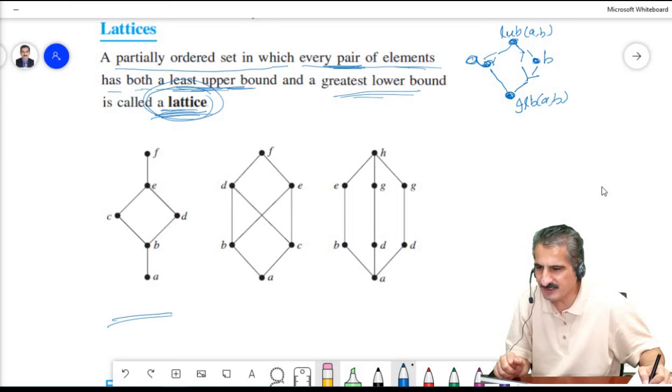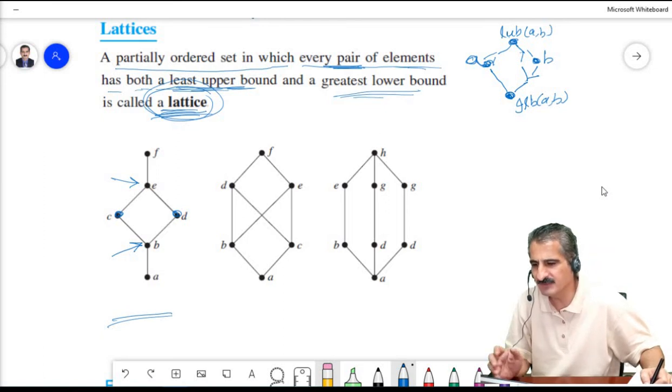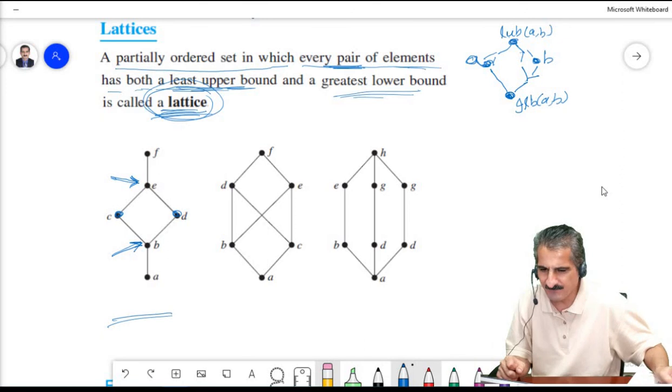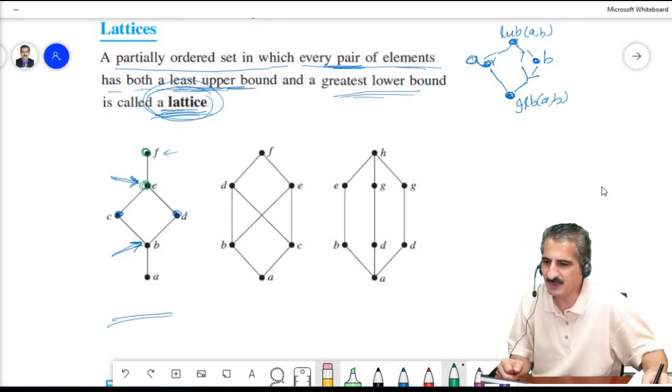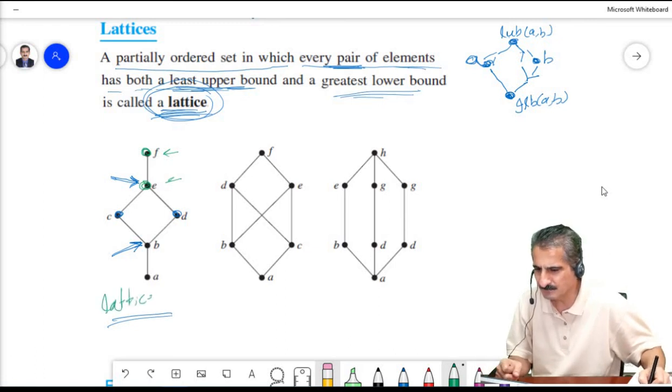If we choose any pair of elements, for example D and C, then this E is their least upper bound, and B here is their greatest lower bound. If we choose E and F, then F is their least upper bound and E is their greatest lower bound. Okay, so this is a lattice. Keep trying all pairs of elements.